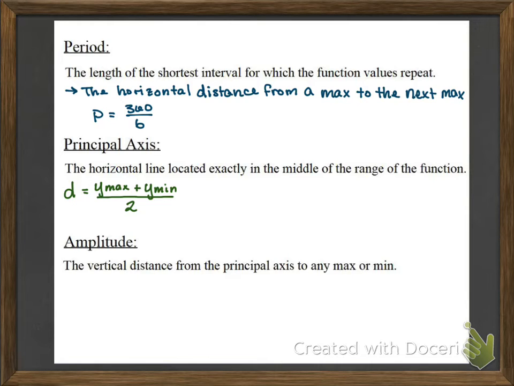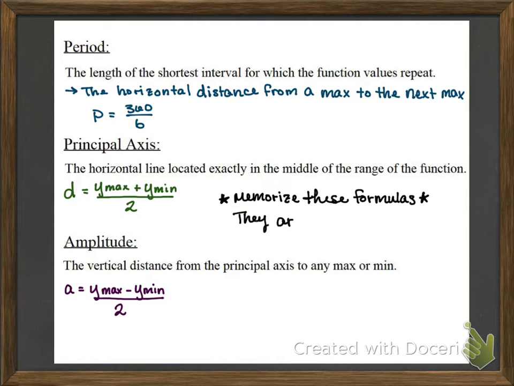And then lastly, we have the amplitude. That is the vertical distance from the principal axis to any max or min. That is a equals y max minus y min divided by 2, and it is the value in front of either sine or cosine in the equation. Now, a key thing, memorize all of these formulas because they are not in the folder.